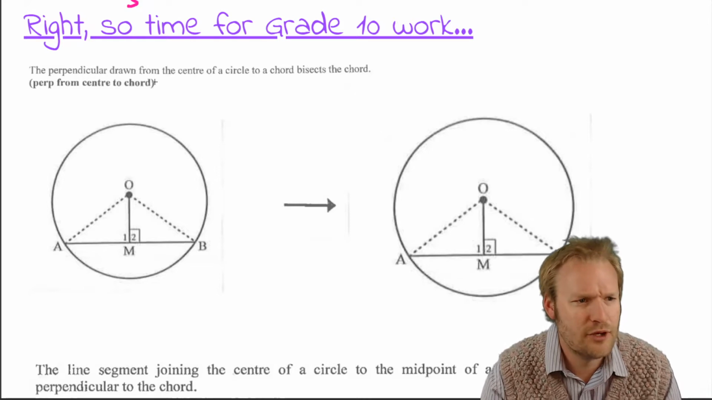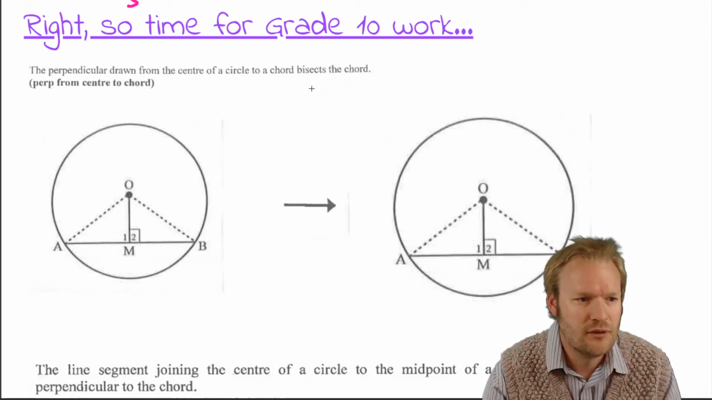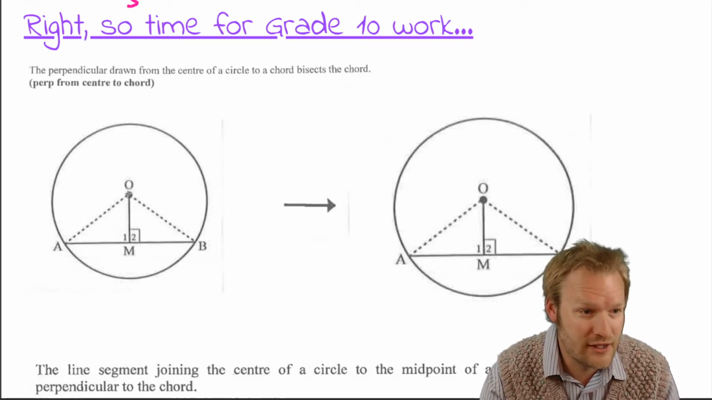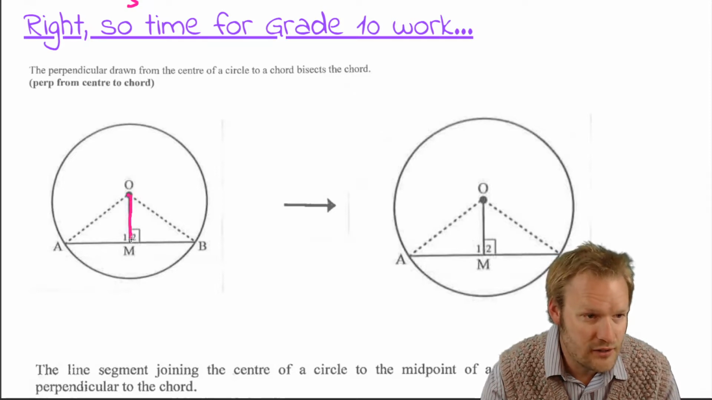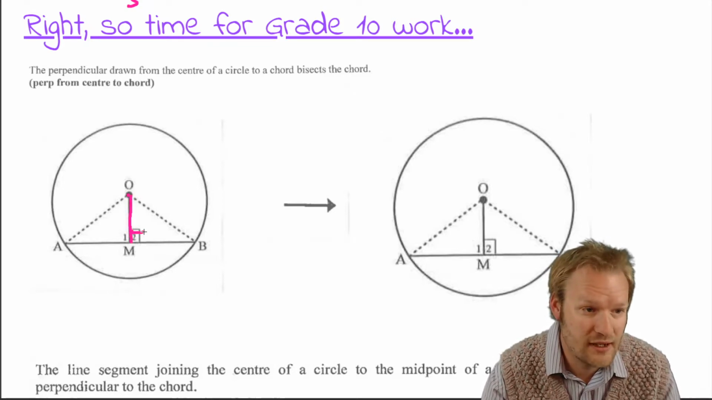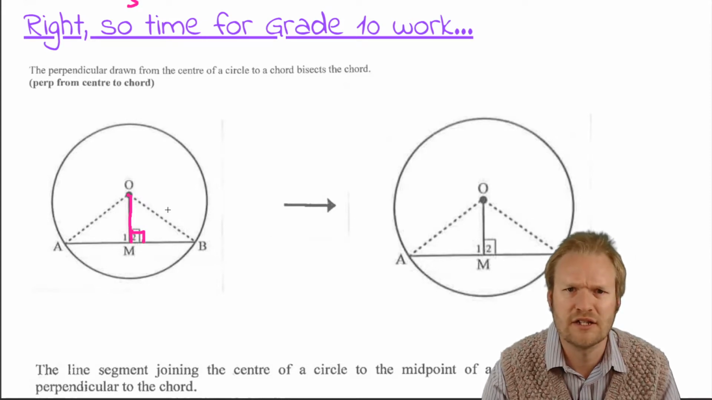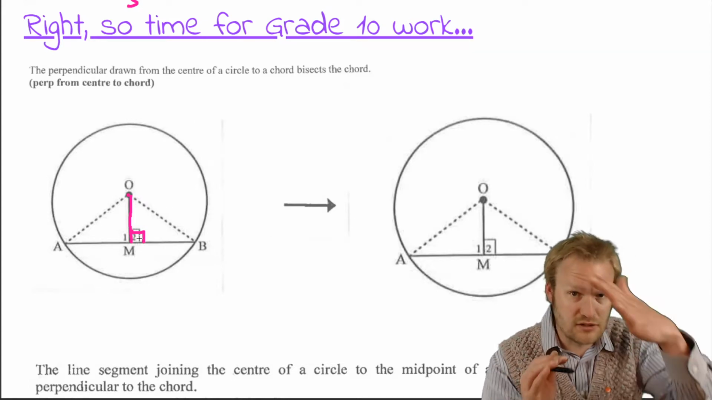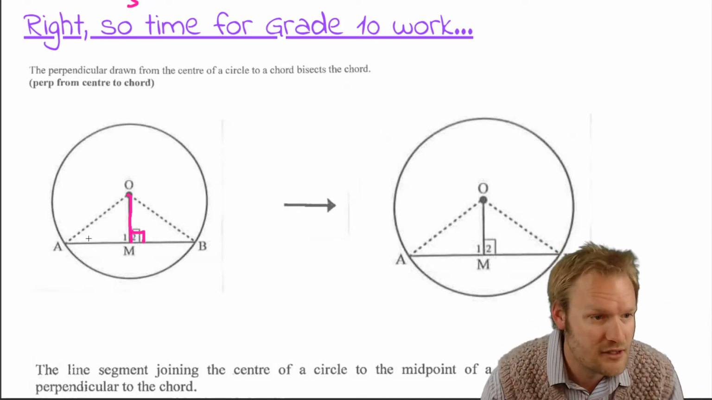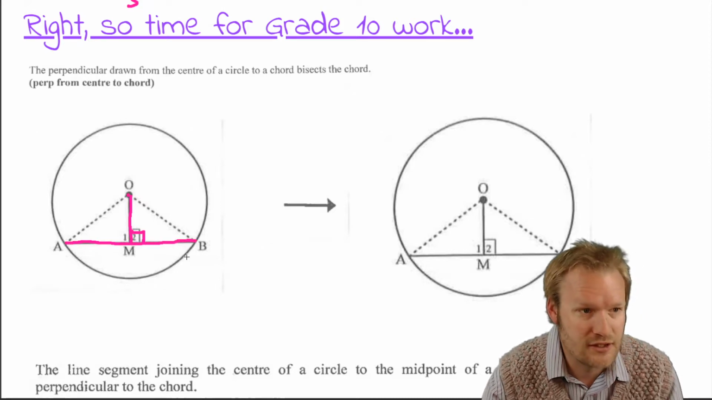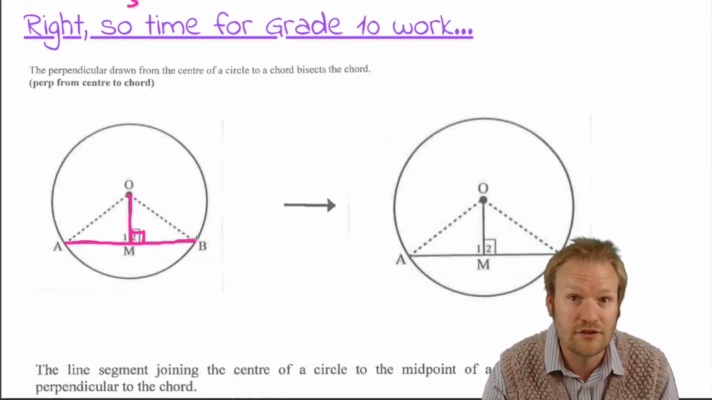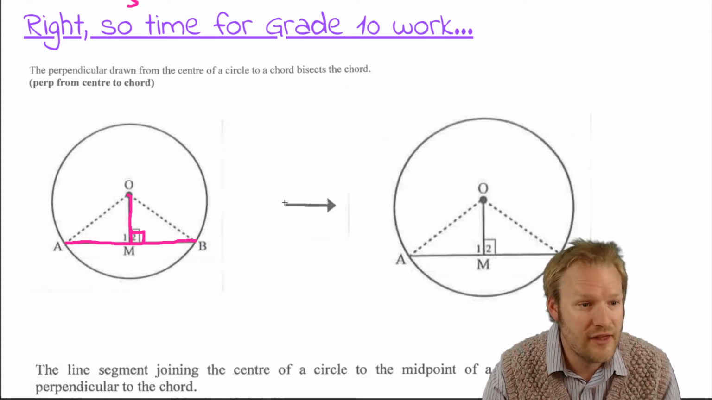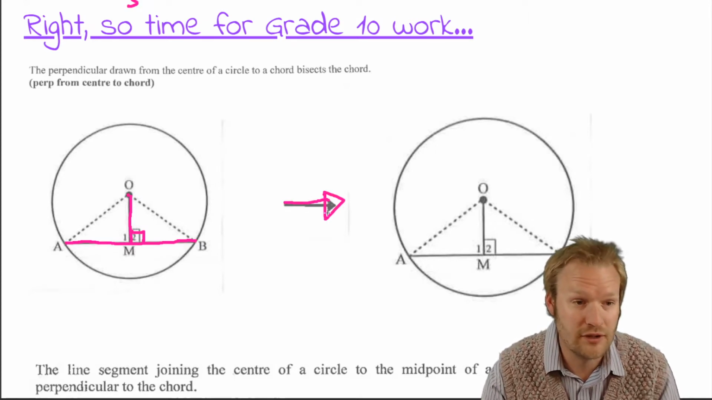So the first one is perpendicular drawn from the center of a chord bisects the chord. So what we've got here is if we are given the center and there's a line that's drawn down here, it's perpendicular. If something's perpendicular, what does that mean? Well, it means that it's at 90 degrees, at right angles. So if you've got this at 90 degrees to this chord. Remember, chords go from one point on the circumference to the other.